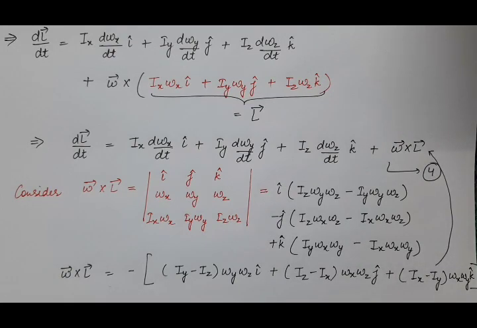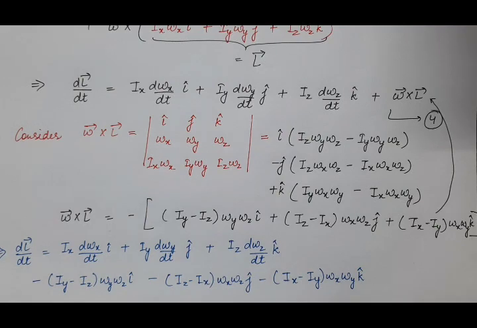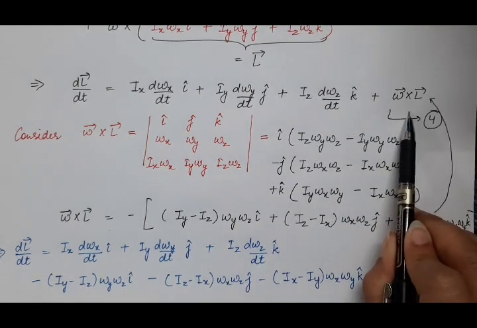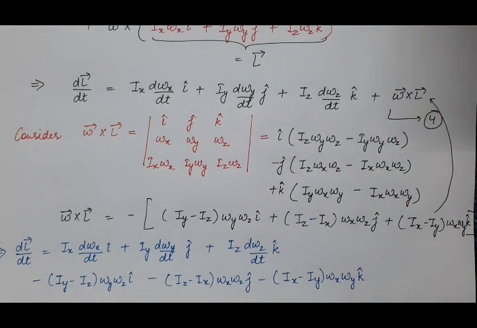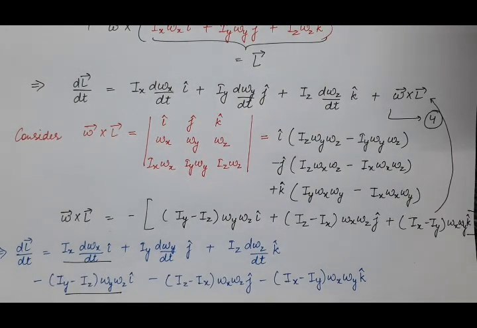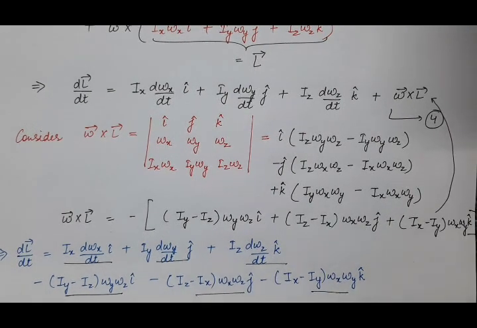So here I have put the values of omega cross L in equation 4, and you will get this. And here on the right hand side you can see these two are the coefficients of i cap. So take i cap common from these two terms, and here we have the coefficients of j cap, so take j cap common from these two terms, and from these two terms take k cap common.